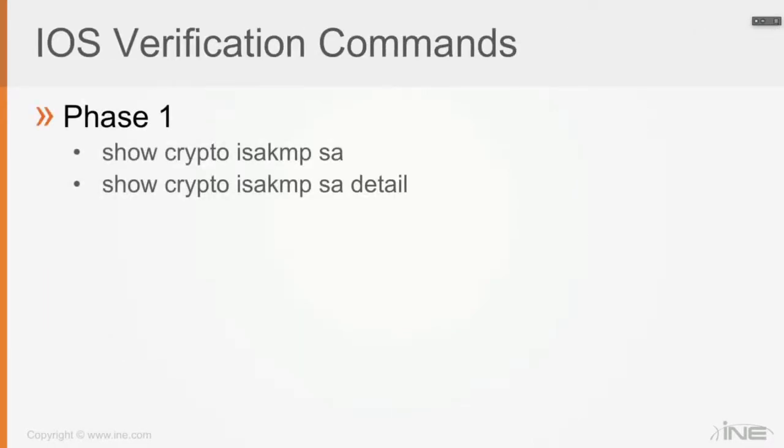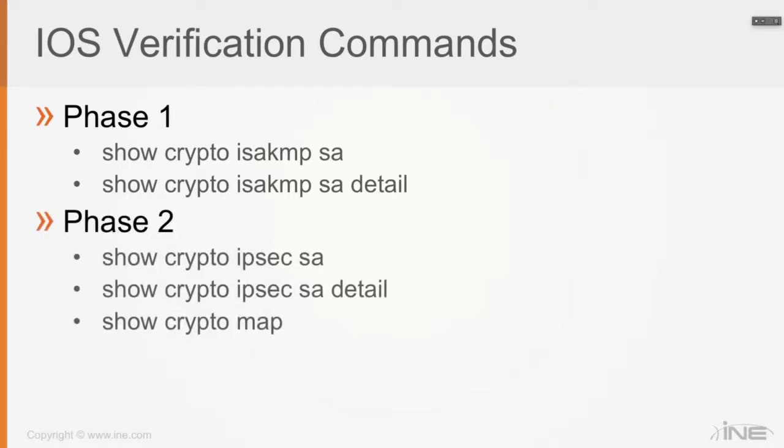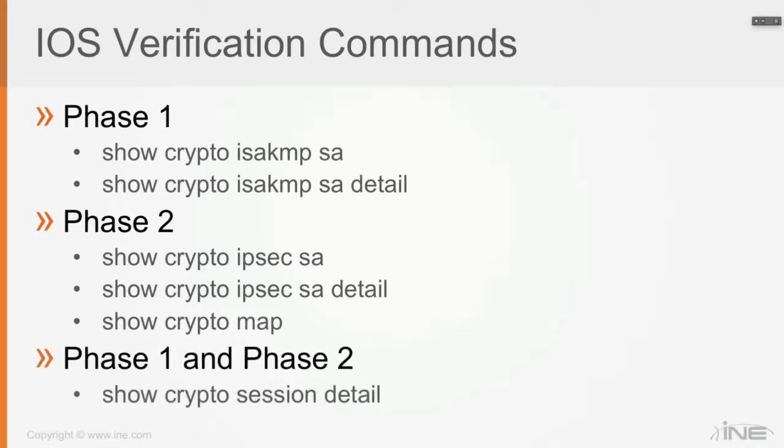Verification-wise, phase 1 on the iOS, we verify if phase 1 was built with show crypto isakmp sa or show crypto isakmp sa detail. If phase 2 was built with show crypto ipsec sa or show crypto ipsec sa detail or show crypto map. And we can verify both phase 1 and phase 2 with one single command, show crypto session detail.